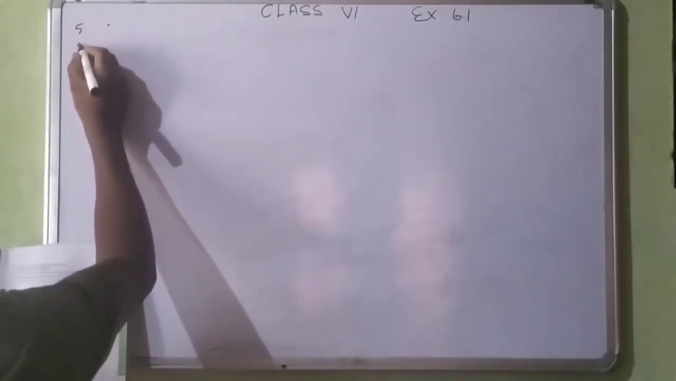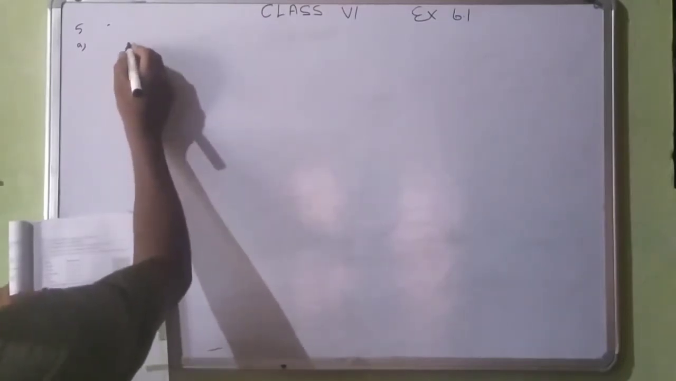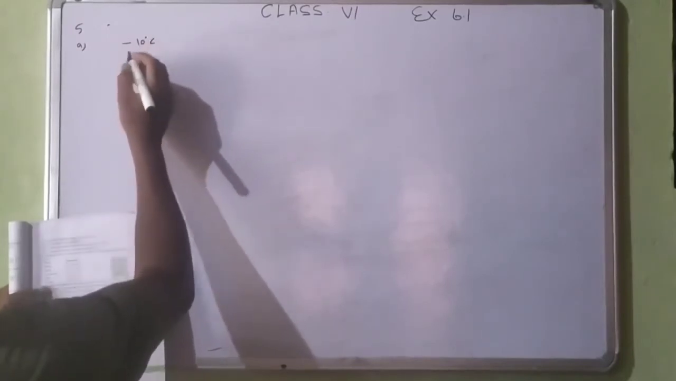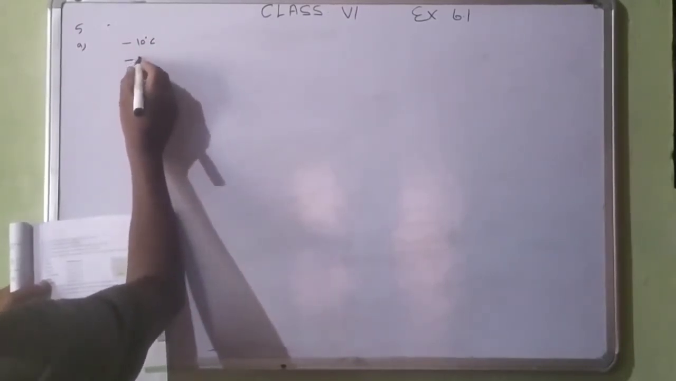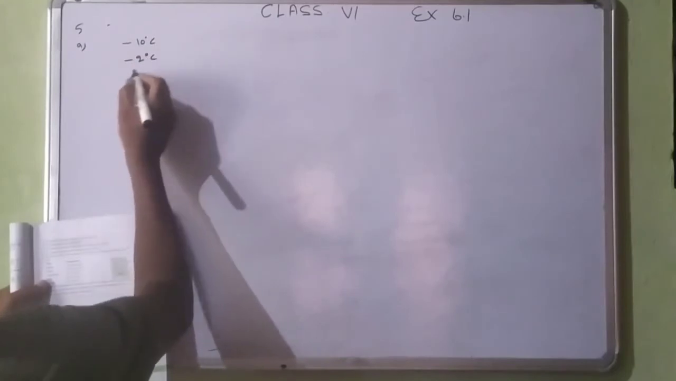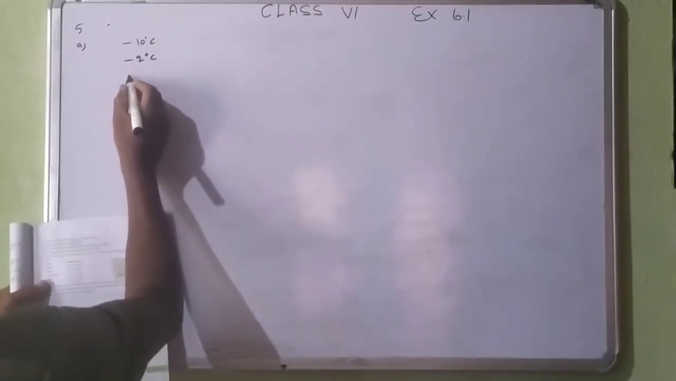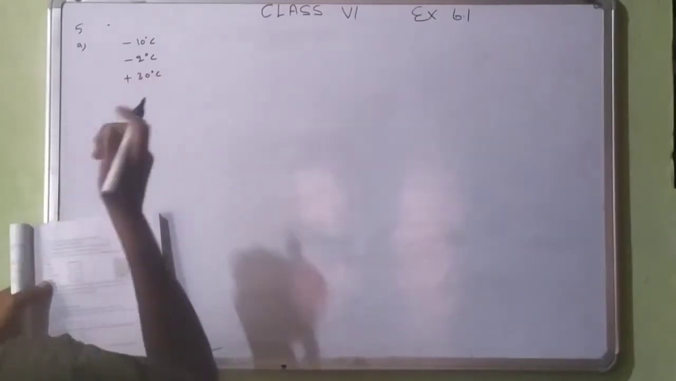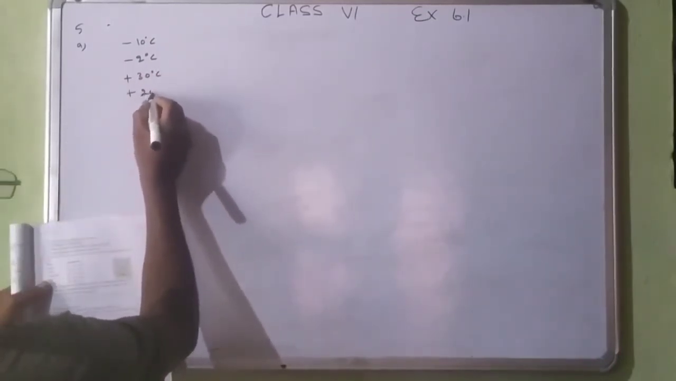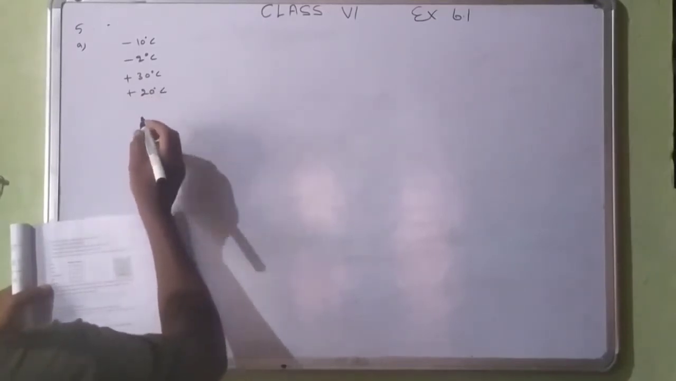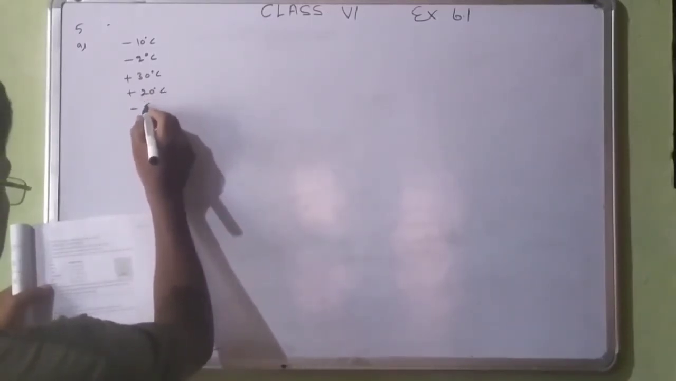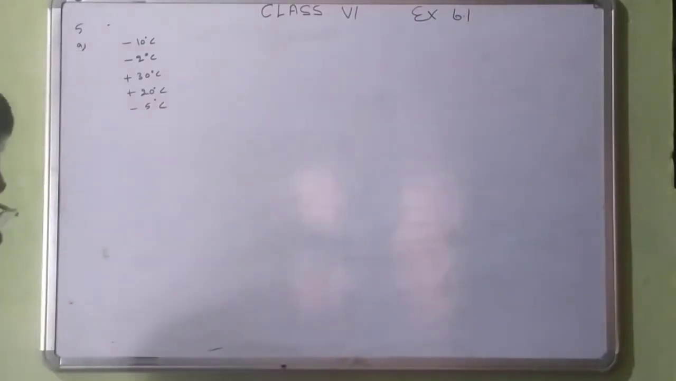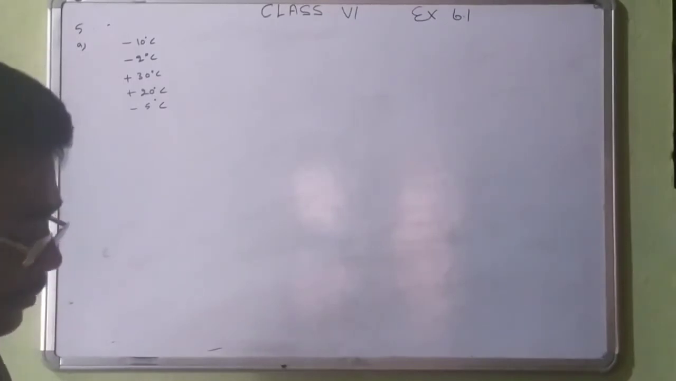So that is A part, the blank column. Below means minus 10 degree Celsius. Below means minus 2 degree Celsius. Above means plus 30 degree Celsius. Above means plus 20 degree Celsius. Srinagar below, minus 5 degree Celsius. These things you will write in the blank column.